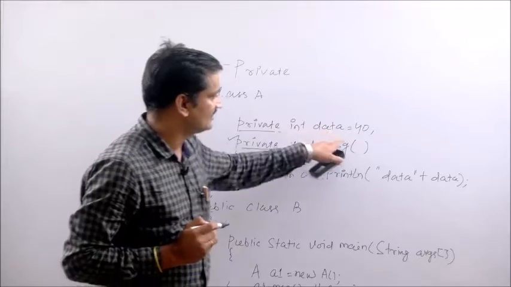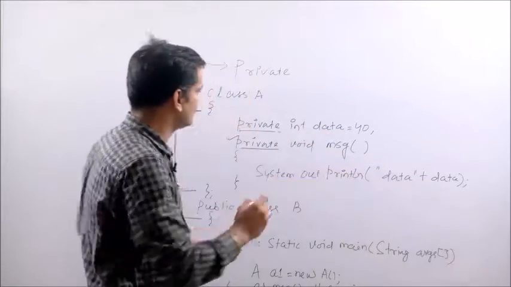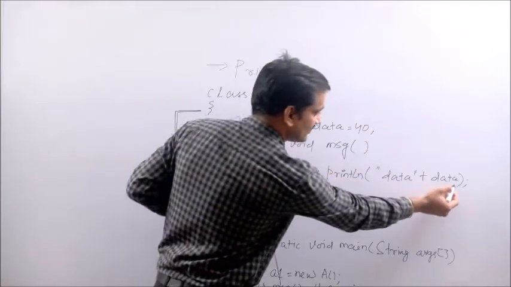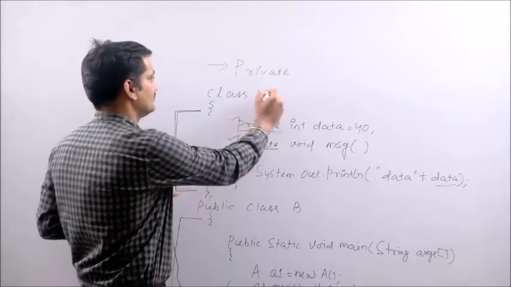As we access data here, there will be no error, because data is a private member of class A and I am accessing it within the scope of class A.